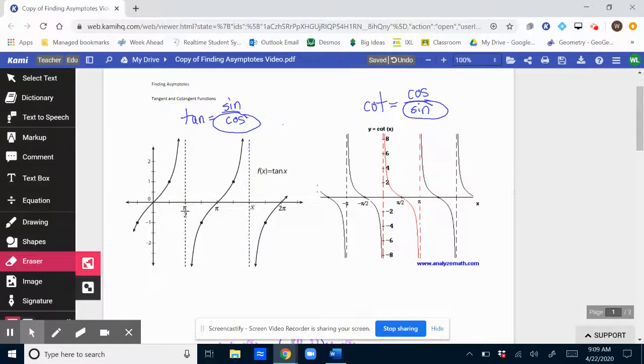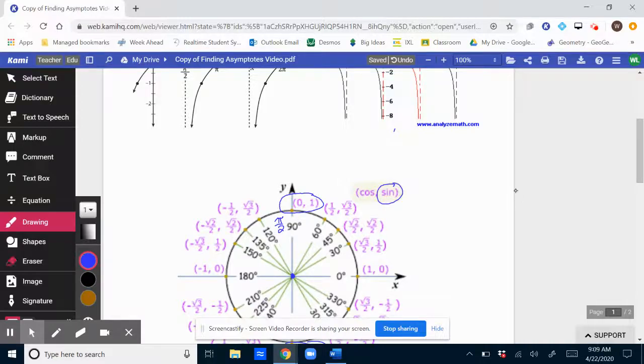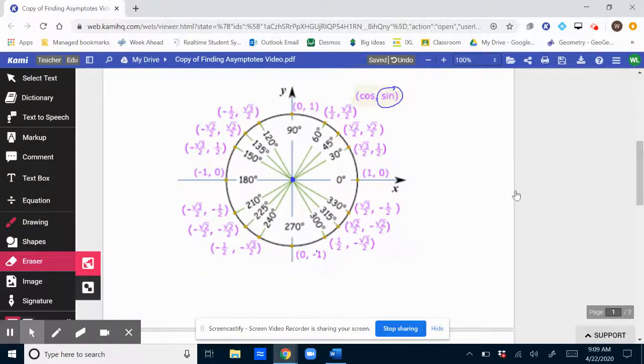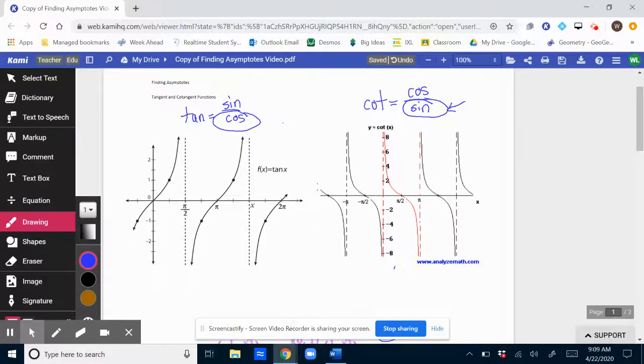All right, now cotangent. Cotangent is undefined whenever sine is equal to 0. Sine is the y value. I see y values of 0 at 0 and at 180 or at pi. And then when I go to my cotangent graph, an asymptote at 0, the next one over is at pi.